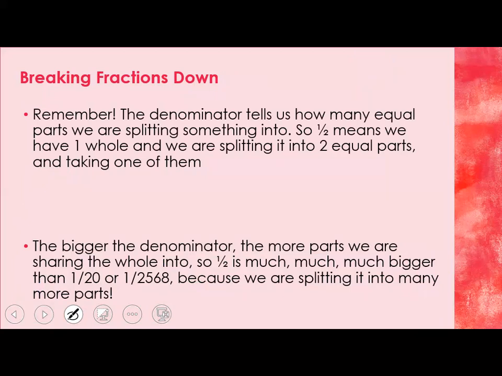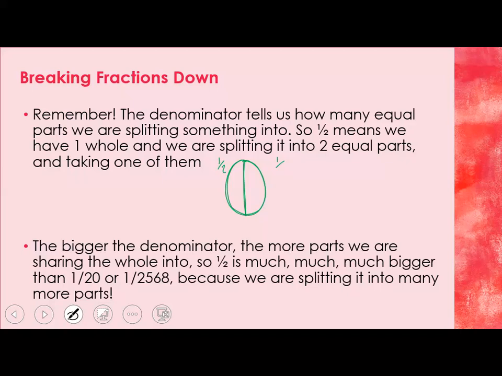Okay, time to break fractions down a little bit longer. So remember that the denominator tells us how many equal parts we're splitting something into. Now, we talked about this at the beginning of the video. A half means we have one whole and we're splitting it into 2 equal parts. There is one, and there is the other one. That's what the denominator tells me, how many equal parts I'm splitting something into. Okay, now the bigger the denominator, the more equal parts I'm splitting something into. So that's a half there.